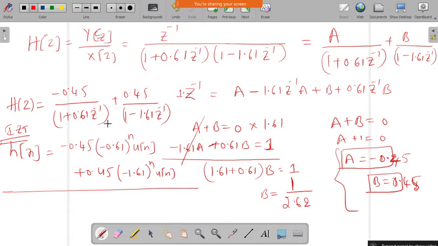Is it clear? Understood how the inverse z transform? Anybody doubt?